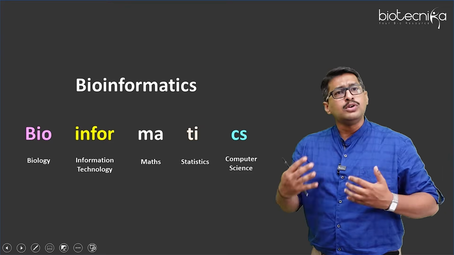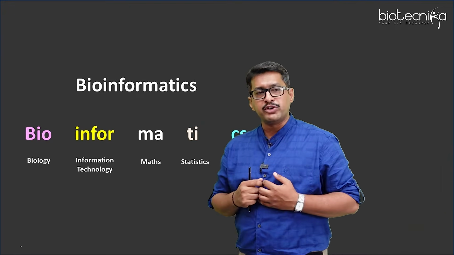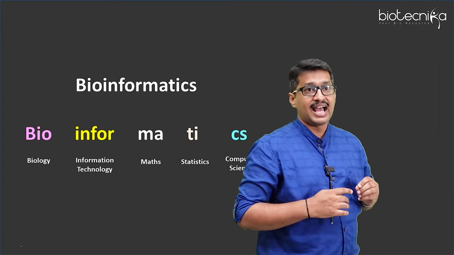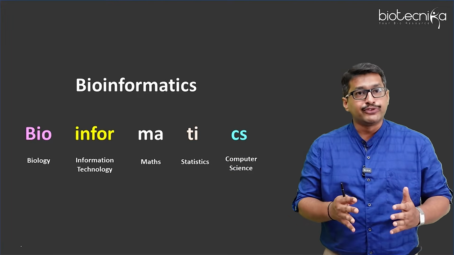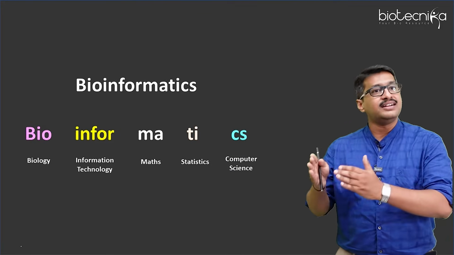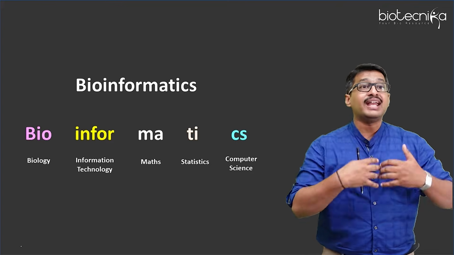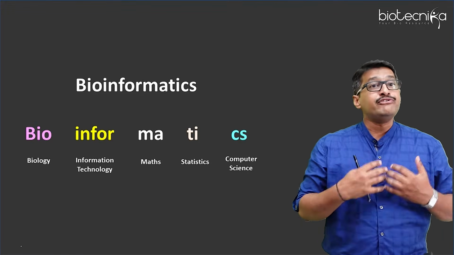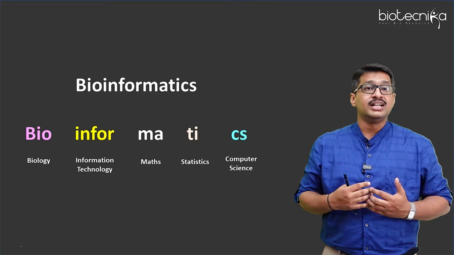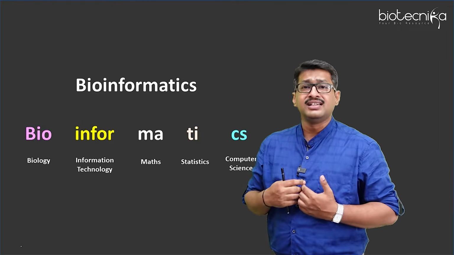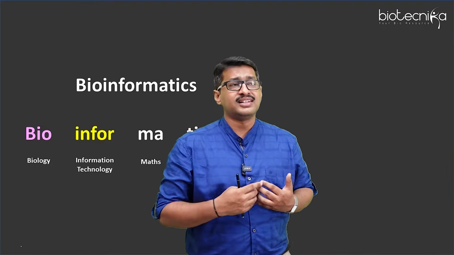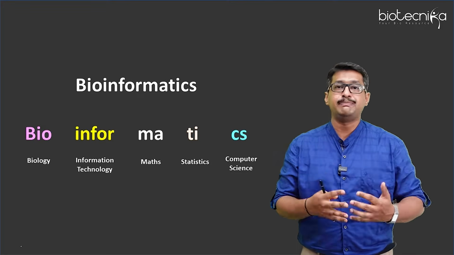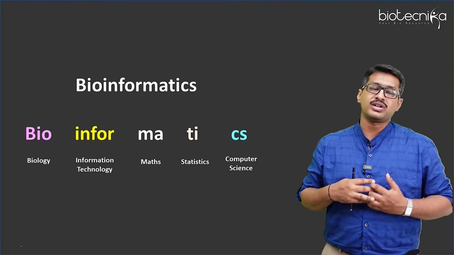If I want to understand more about bioinformatics, if I decipher the word bioinformatics as bio, info, ma, t and cs, which could be extrapolated into: bio is biology, info refers to information technology, ma refers to mathematics, t refers to tics, that is statistics, and then cs refers to the tool itself or the discipline itself, which is computers or computer sciences.